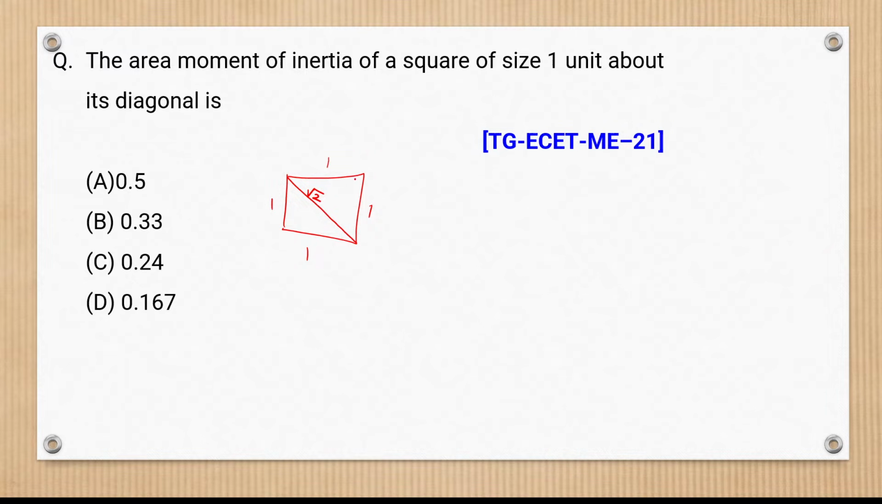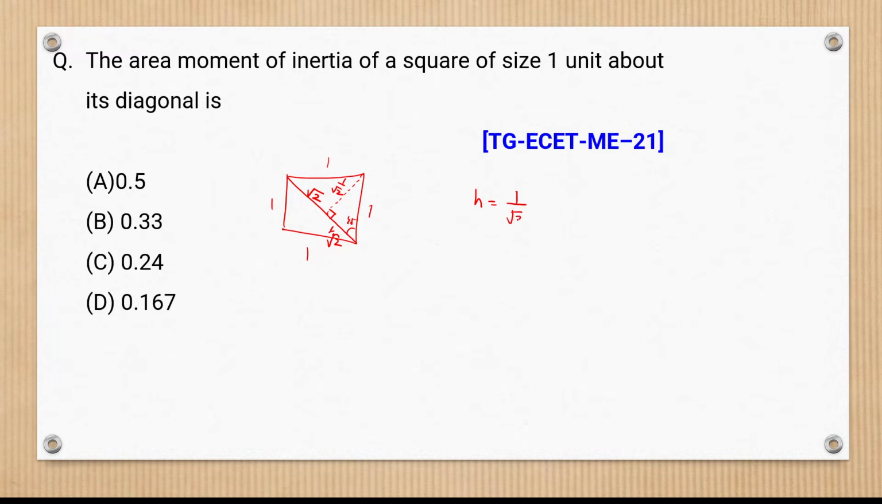So in that case, if I draw a perpendicular to this diagonal, this would be 90 degrees. And since this is 1, this would be 45 degrees and this would be 1 by √2. And this would also be 1 by √2. So now the height of the triangle is 1 by √2.